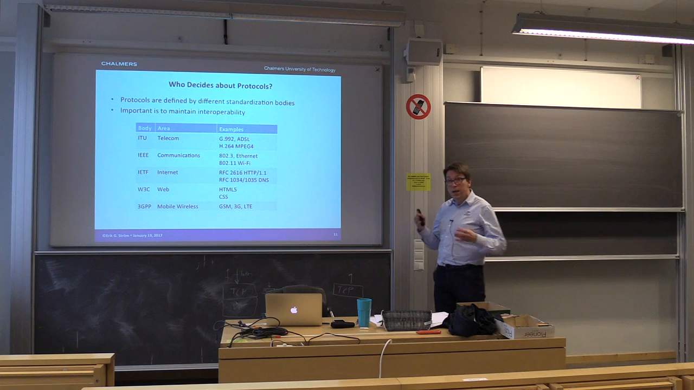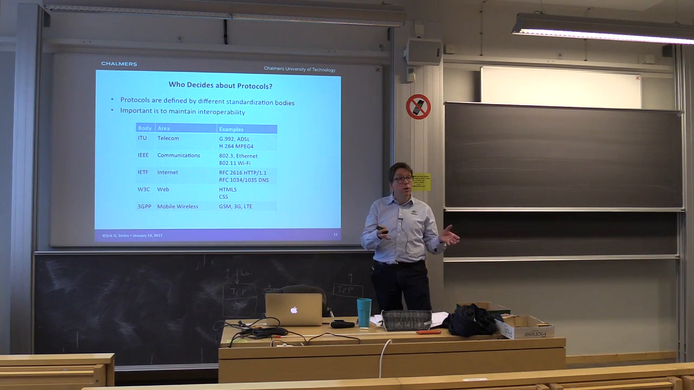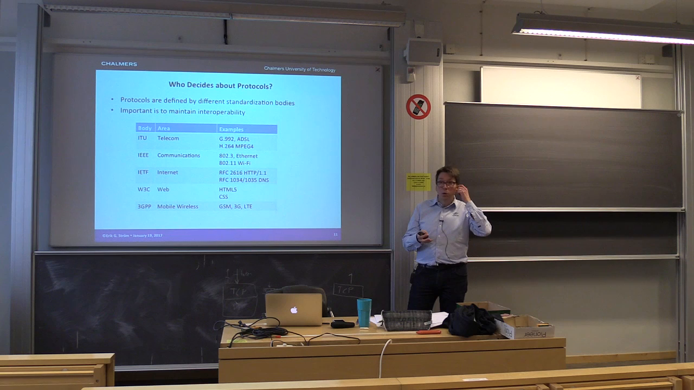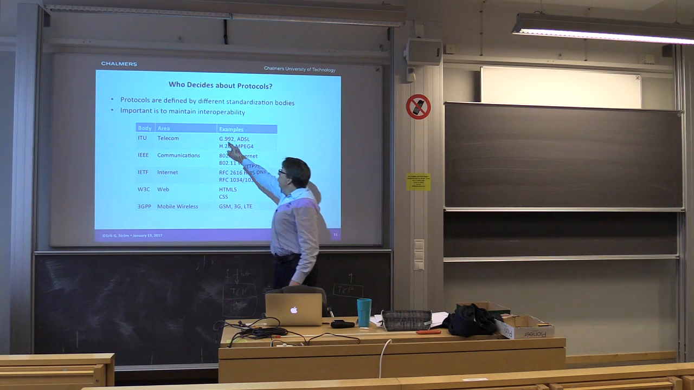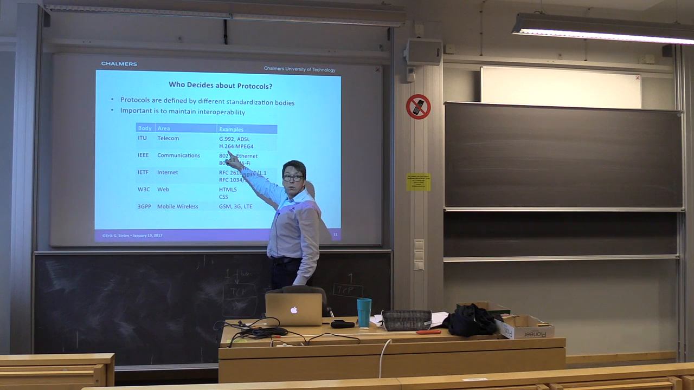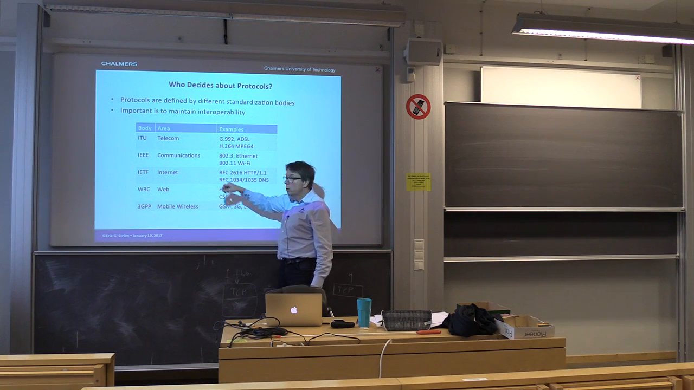Typically a standard has two names, one which is the technical name and one which is the brand name. It's almost like chemical components: they have a brand name and then a chemical formula, a more technical name. So G.992 is ADSL. Most people know what ADSL is, but nobody knows, or I didn't know, that this was also G.992. These are the same thing. MPEG-4, we know, is also called H.264.